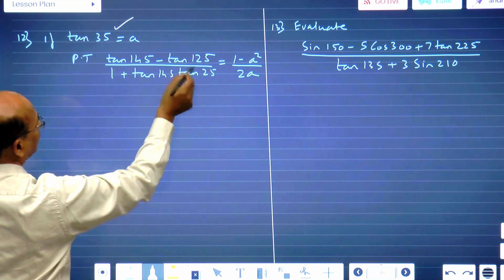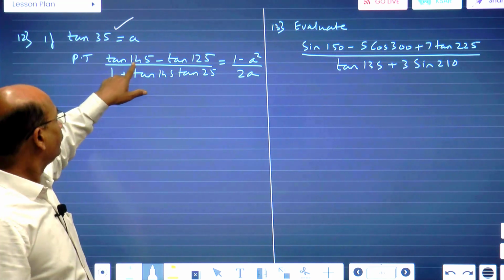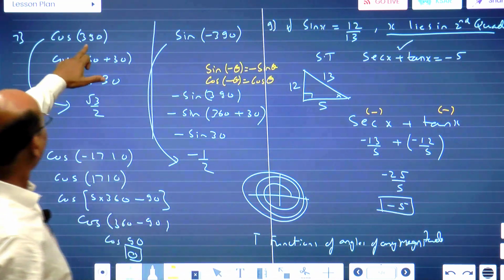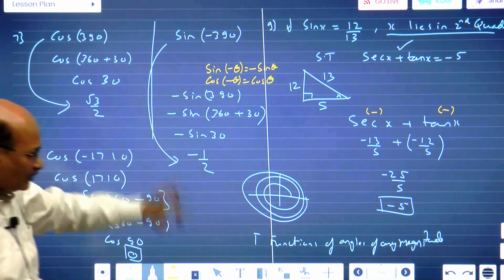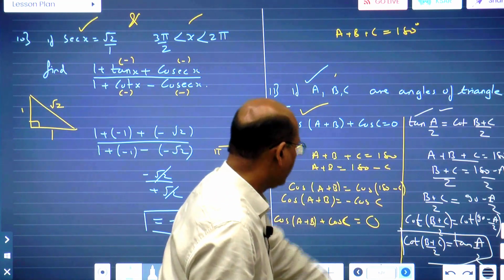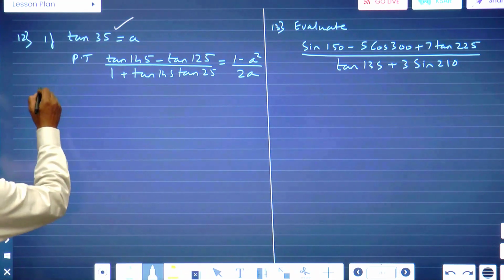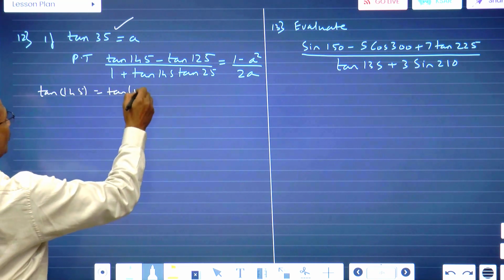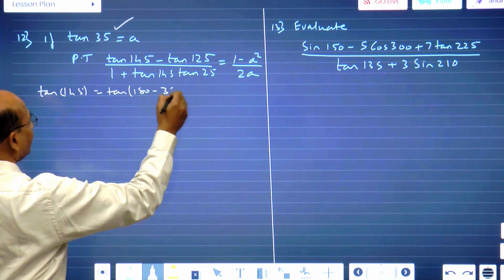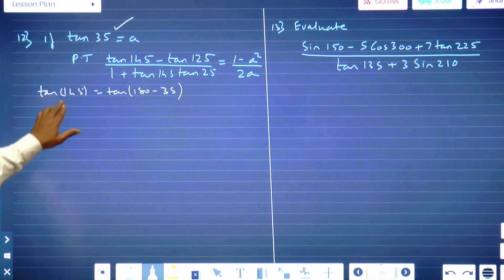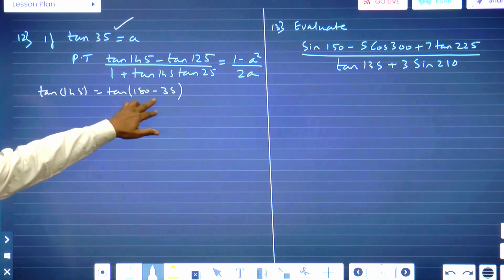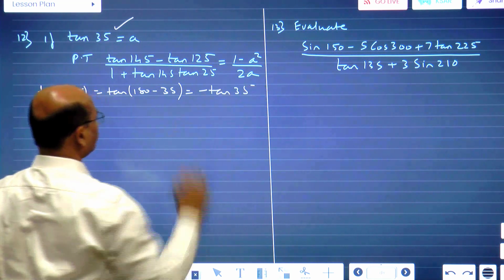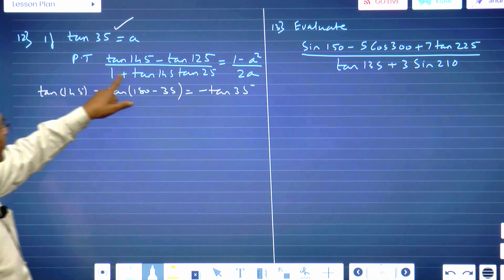Tan 145 minus. So I told you these are not standard angles. You can convert any angle into standard values. So that's what they are asking us to do. Now see, let us talk about tan 145. Now tan 145, I can say tan of 180 minus 35, because 145 is 180 minus 35. Now 180 minus theta is second quadrant, so this is minus tan 35. Agree?